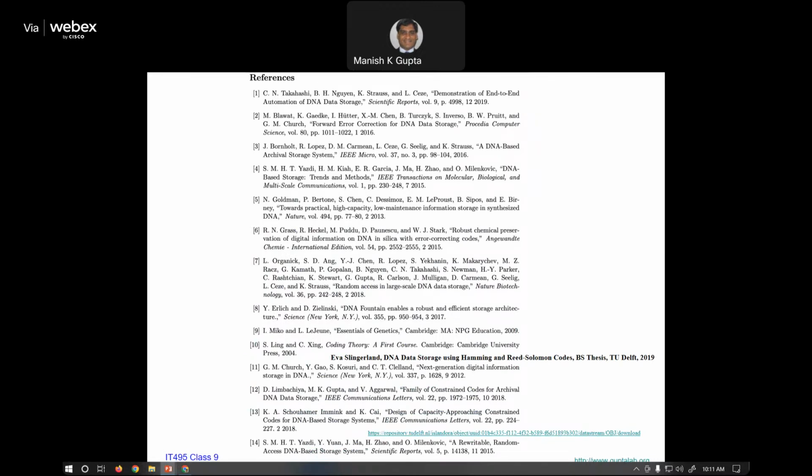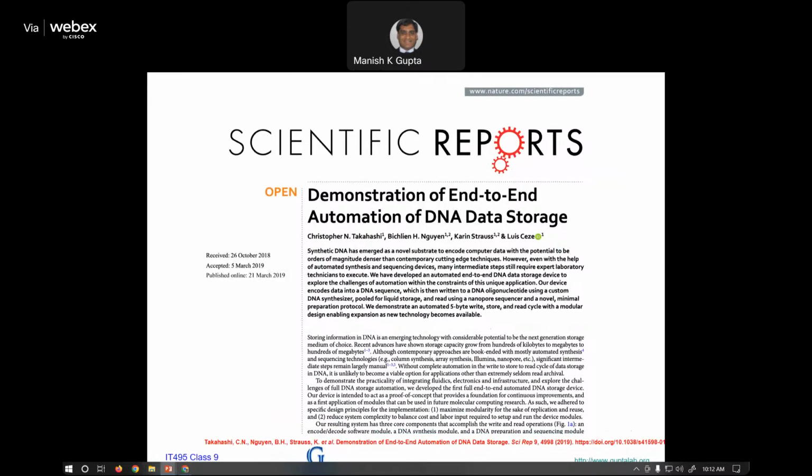So these are some of the initial papers. I'm going to talk about the first paper, by Akashi, demonstration of end-to-end automation of DNA data storage, a paper published in Scientific Reports in 2019. This is also the important paper on DNA fountain codes, which I'm going to describe in detail. Some interesting things are there anyway. So this is the paper, demonstration of end-to-end automation of DNA data storage.